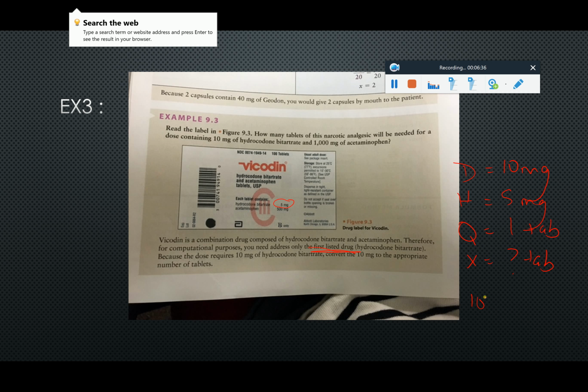And X is how many tablets do we need. So it will be 10 milligrams, 5 milligrams, 1 tablet. Those cancel. 10 divided by 5 will be 2 tablets. And this would be administered, doesn't say. So just 2 tablets.